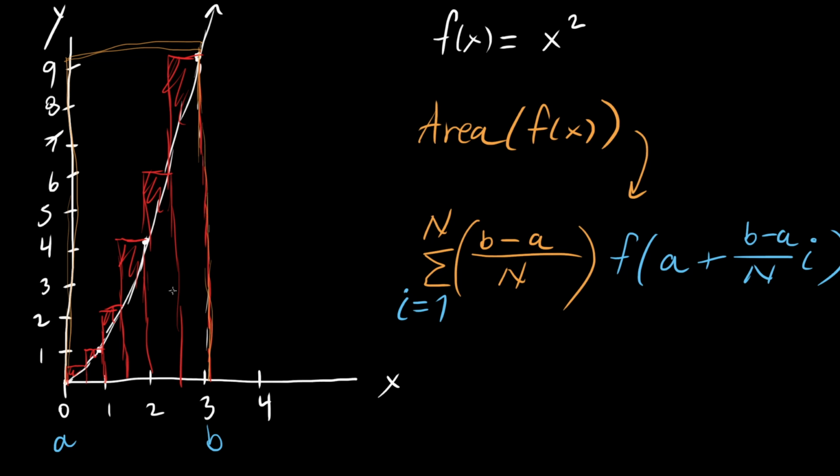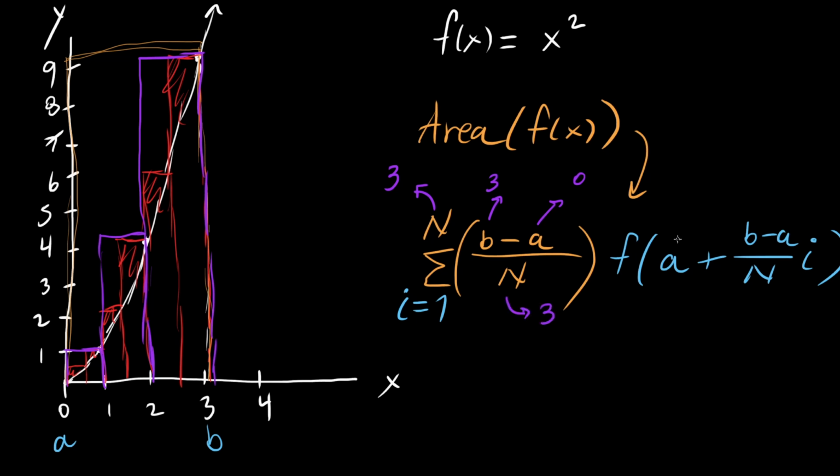But now let's do a more complicated one. Imagine we do it with these purple rectangles. So n is going to be 3 because we have 3 purple rectangles here. And b is still going to be 3 since that's the endpoint of our x. A is going to be 0. Big N is going to be 3. And then we just keep plugging in.